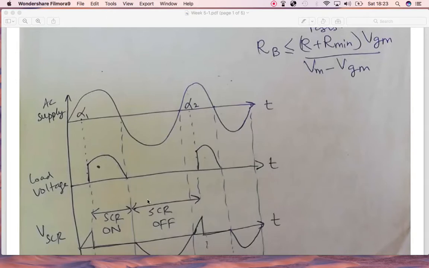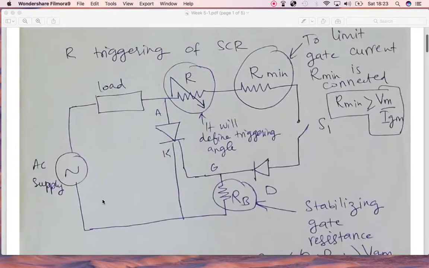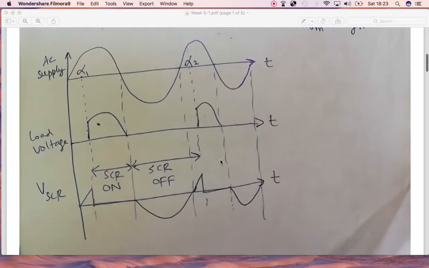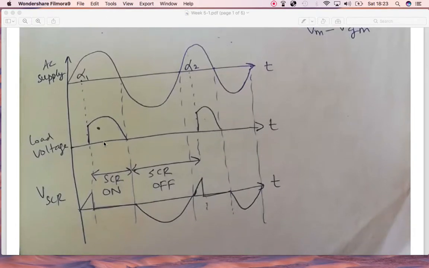But in the negative half cycle, there will again be this positive terminal and this negative terminal, and there will be no current passing through this loop, so there will be no voltage appearing across the load. And similarly the cycle repeats itself as for the previous cases.